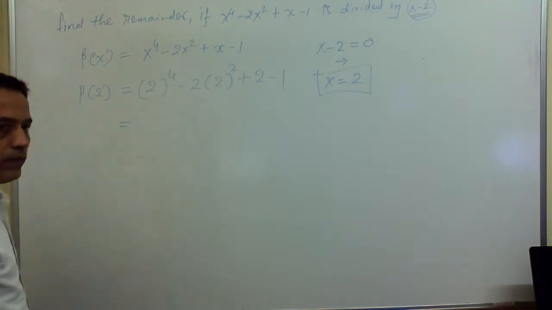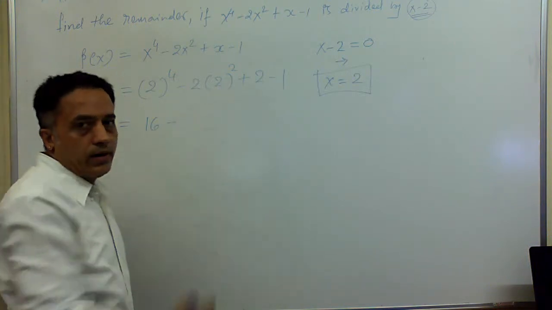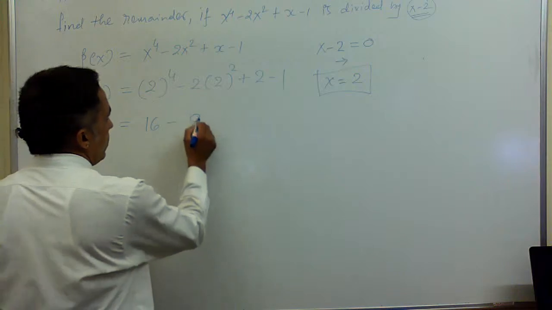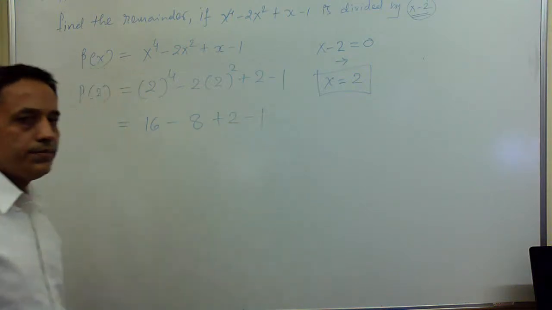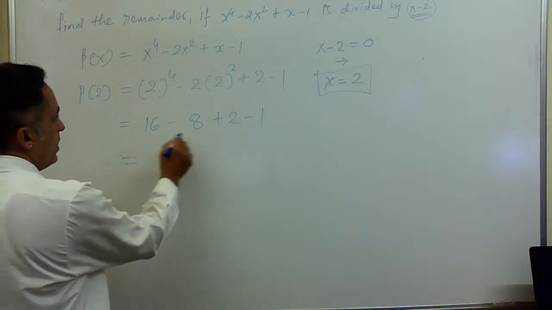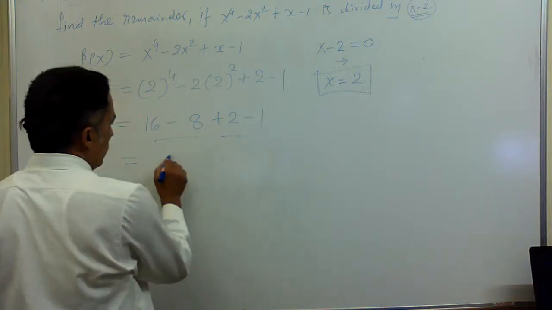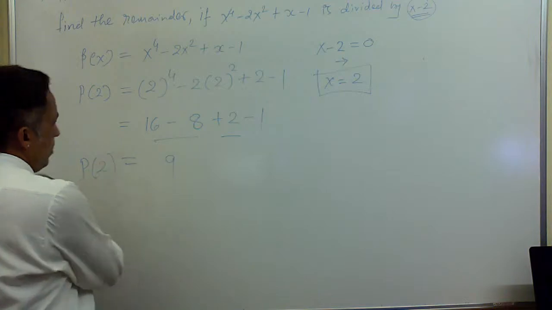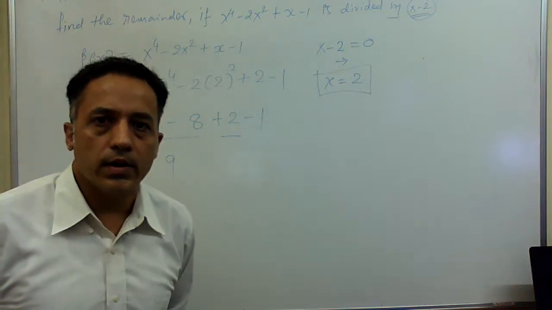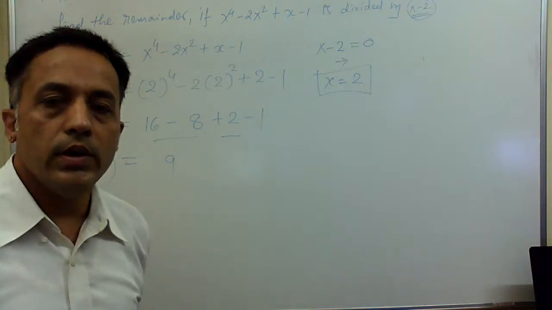So 2 raised to 4 power becomes 16, minus 2 square means 4, and 4 multiplied by 2, 8, plus 2 and then minus 1. Now 16 minus 8, 8 plus 2, 10, and 10 minus 1, 9. So remainder of the given polynomial x raised to 4 minus 2x square plus x minus 1 at x minus 2 is 9.